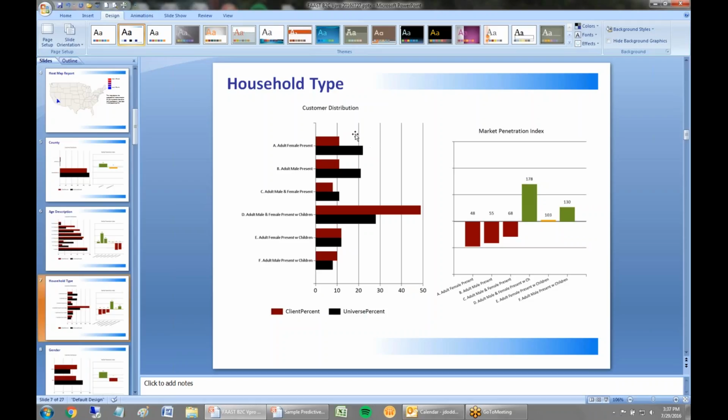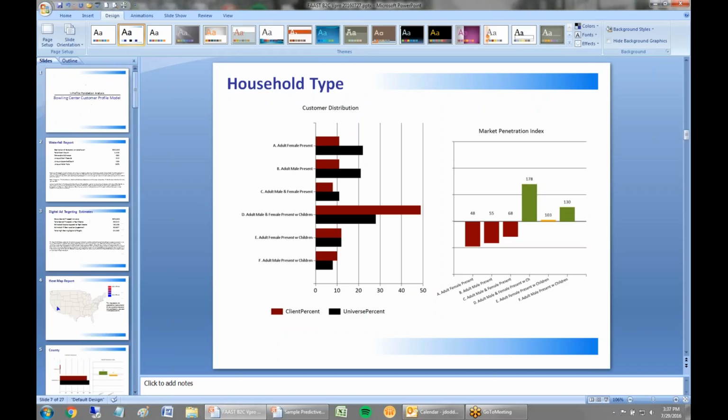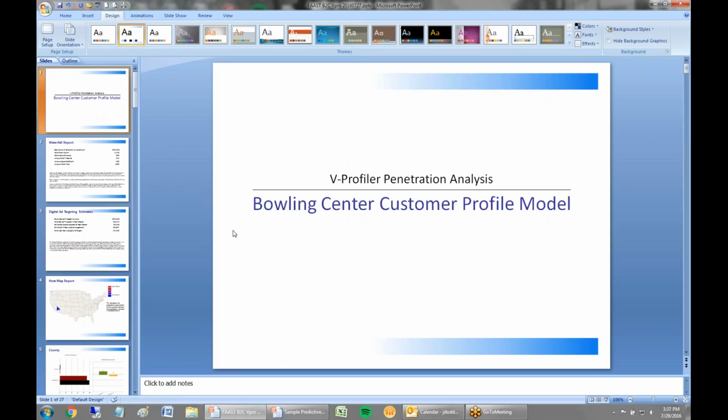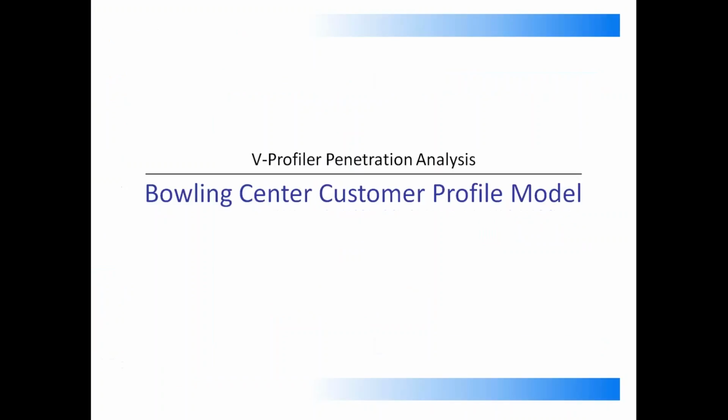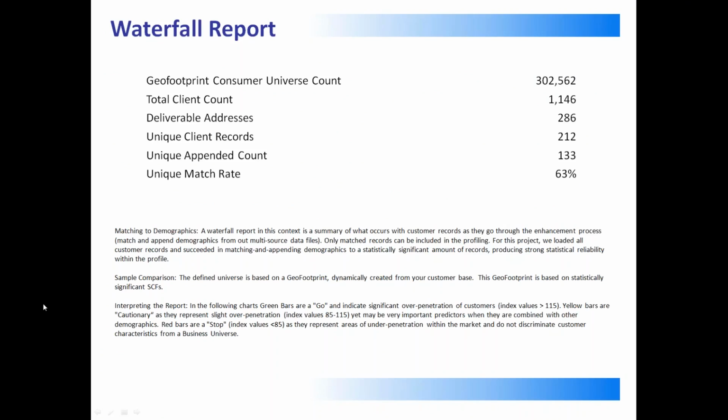The horizontal bar chart looks at customer distribution, or what we call in statistical terms frequency. The vertical bar chart looks at market penetration index. So I'm going to go through each of those components momentarily, and then I'll conclude with a look at what next steps might entail in the form of predictive modeling. So, back to the beginning here. The first thing is the waterfall report.